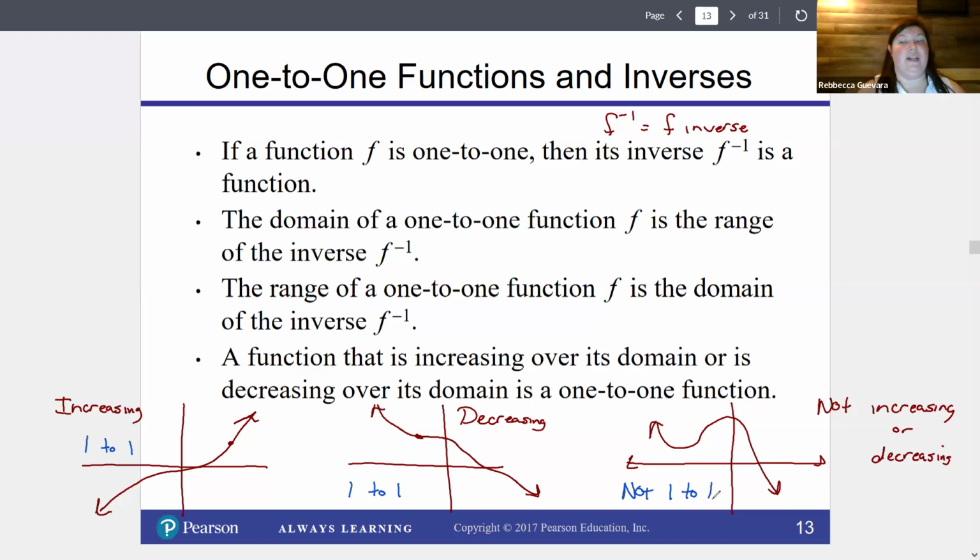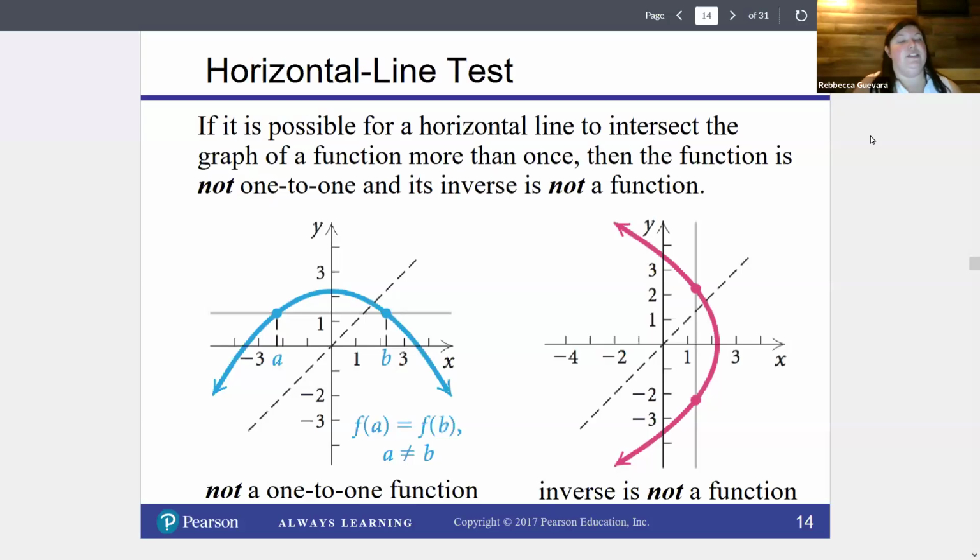So that's what we mean by increasing and decreasing over its domain. The entire function has to increase or decrease. And then it is 1-to-1. So this is going to bring us to the horizontal line test. If it is possible for a horizontal line to intersect the graph of a function more than once, then the function is not 1-to-1 and its inverse is not a function.